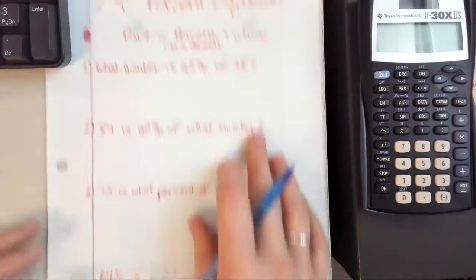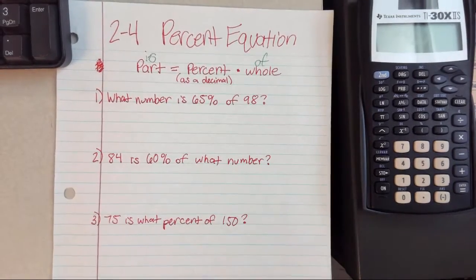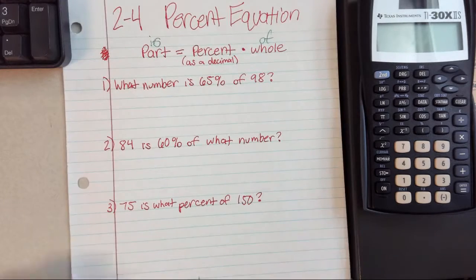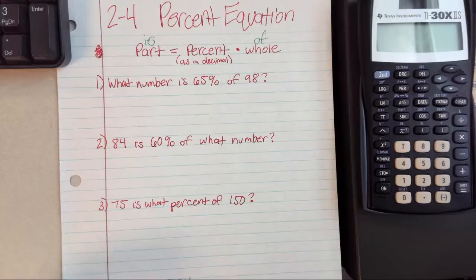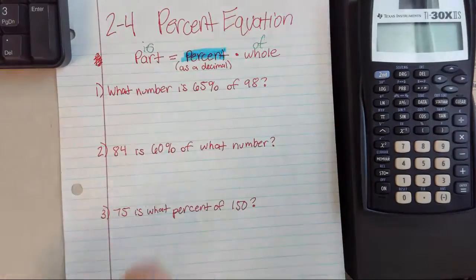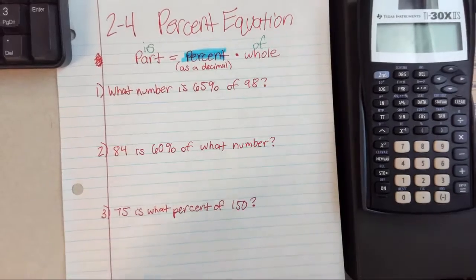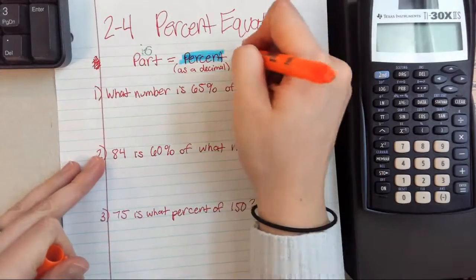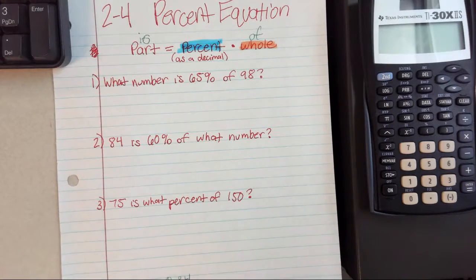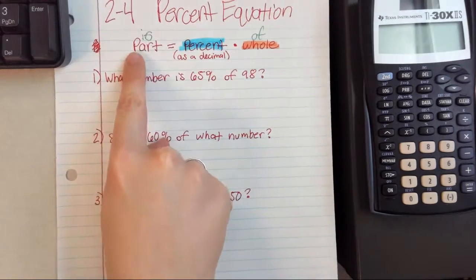Okay? So now, going to our actual problems. When you look at the problems, the first thing I always say is decide what the percent is. And in class, we used highlighters. And then what the whole is. And once you decide what those 2 things are, you know how to set up the equation, because whatever is left has to be the part.